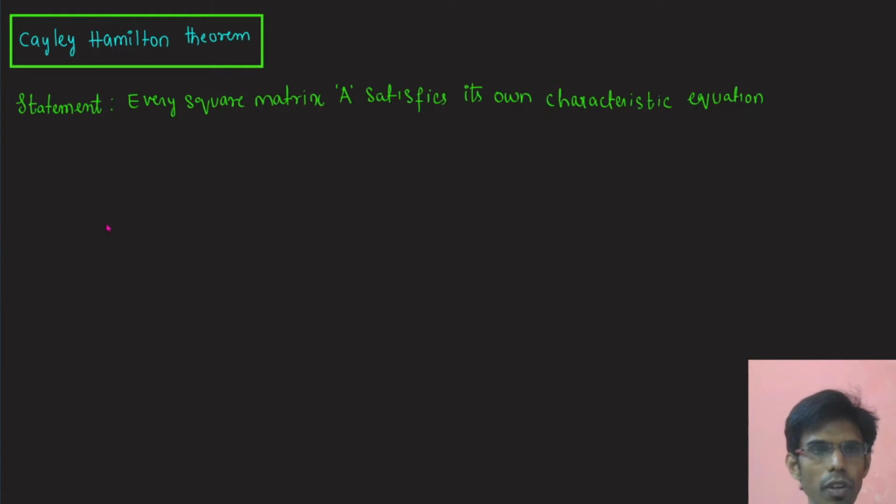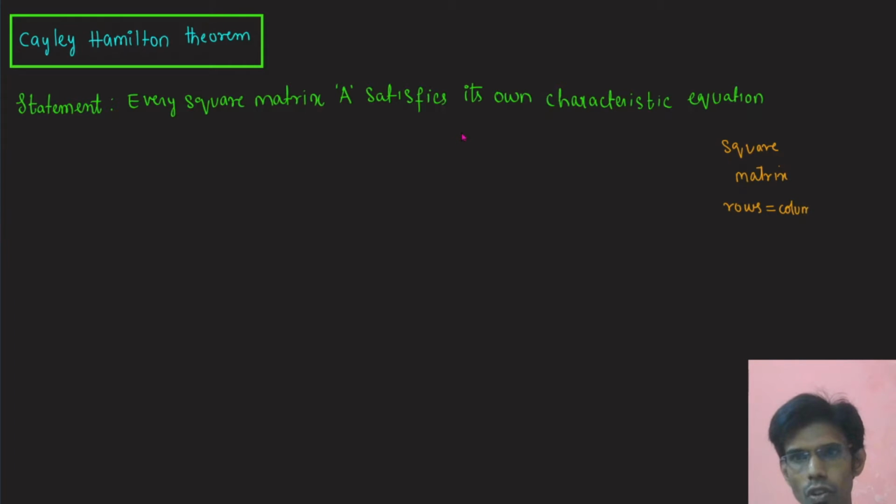Now in this class we'll see the proof of Cayley-Hamilton theorem. Here we have a statement: every square matrix A satisfies its own characteristic equation. Square matrix means the rows and columns of that matrix will be equal. So that will be called a square matrix.